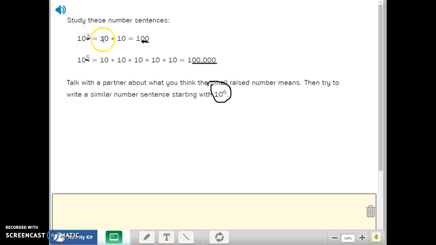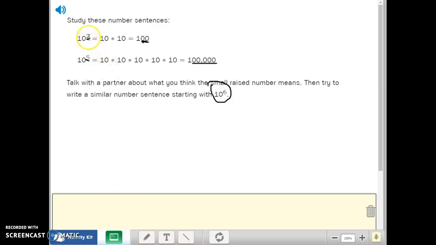10 to the 2 equals 10 times 10, which equals 100. If you're with somebody on the same lesson here, talk with them, and then what do you think the small raised number means? So talk with somebody about that. Pause the video and go ahead and do that. Talk with them quick if you can. If not, no big deal. But I want you guys to be able to talk about it and to discuss what you think that means, and then we'll come back.